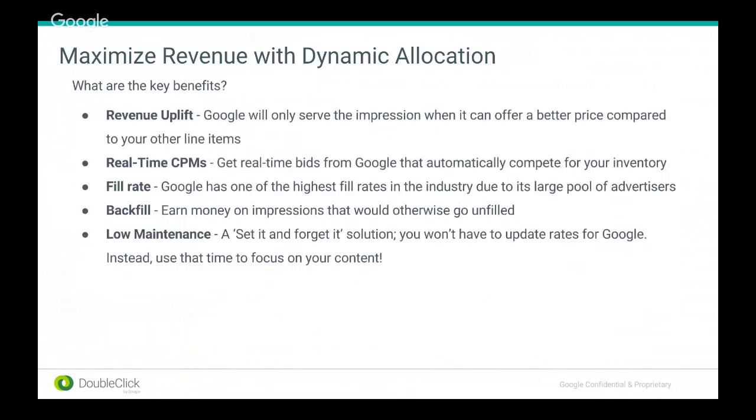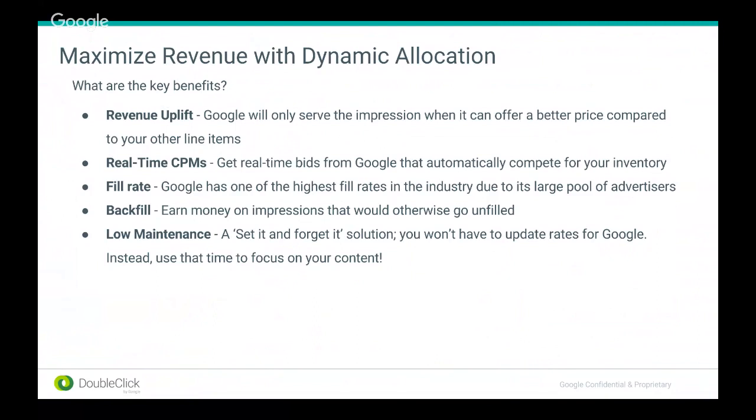So if we look at now the key benefits, the first key benefit is revenue uplift. Google will only serve the impression when it can offer a better price compared to other line items. In order for dynamic allocation to work most effectively, like Max said, it's important that the value CPM that you enter is as accurate as possible so that Google buyers will compete at this value CPM you enter on the non-guaranteed ads. The second benefit is real-time CPMs.